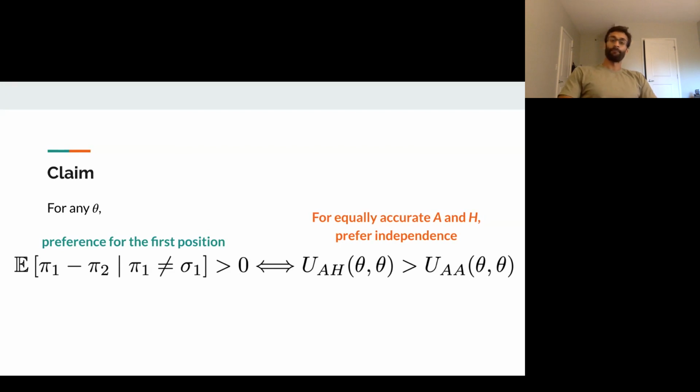Okay. So again, this is not true for all ranking models, and we're going to get into a little bit about when this is true, but it turns out it's actually true for some very natural models, which sort of turns out to be an interesting fact about the world. But this is the starting point that we're going to leverage. For equally accurate human and algorithm rankings, you should prefer independence.